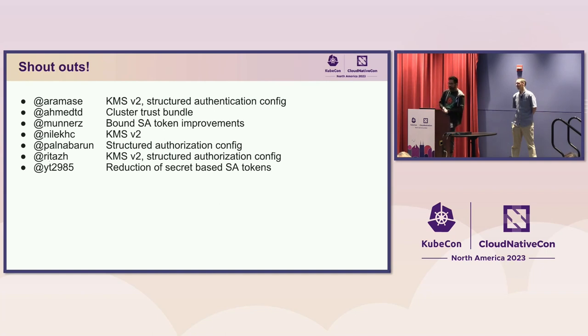We made some great improvements to bound service account tokens. They can contain node references as alpha in v1.29. James helped with that. We've made a bunch of improvements to authn and authz that we'll talk about in detail, and we are continuing possibly the longest journey of any single thing, which is the reduction of secrets-based service account tokens.